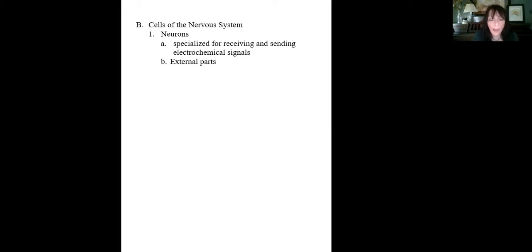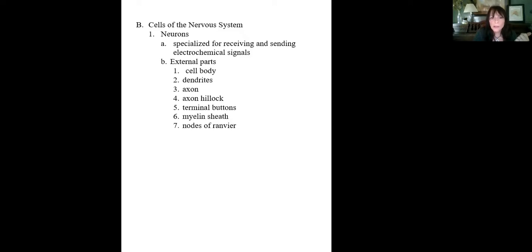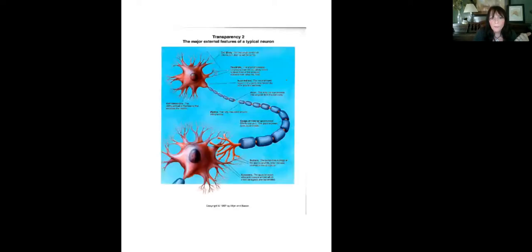And I want to make sure everybody has all the information they need as we move on to the more complex aspects of this course. Neurons. These are cells that are specialized for receiving and sending electrochemical signals. And we have external parts. I'm going to go through.